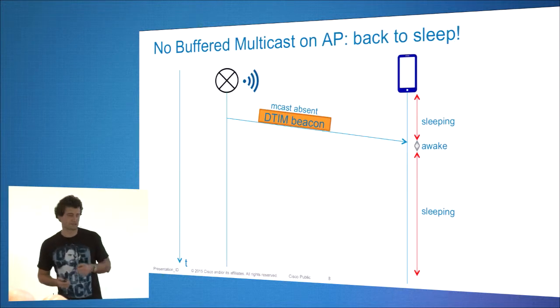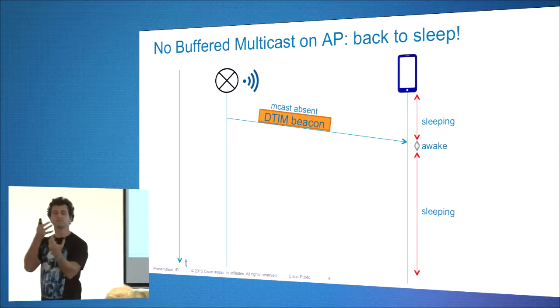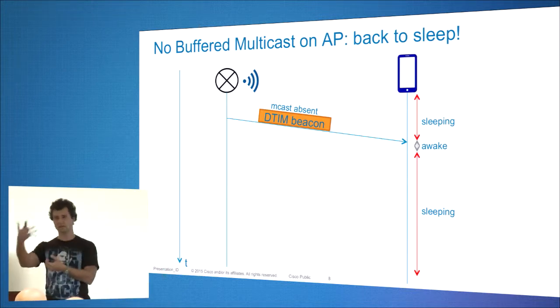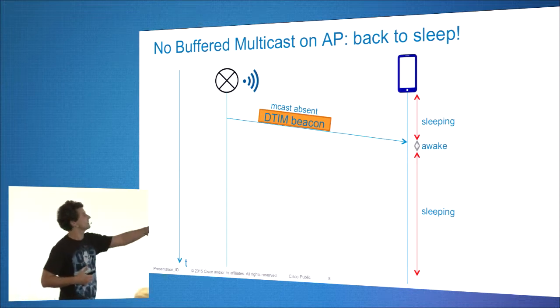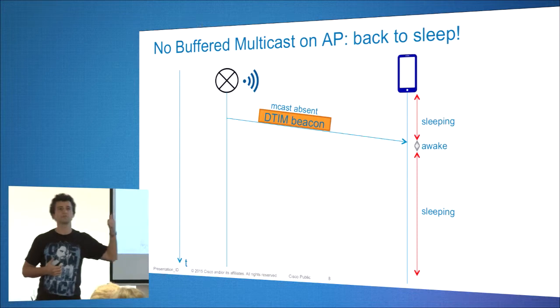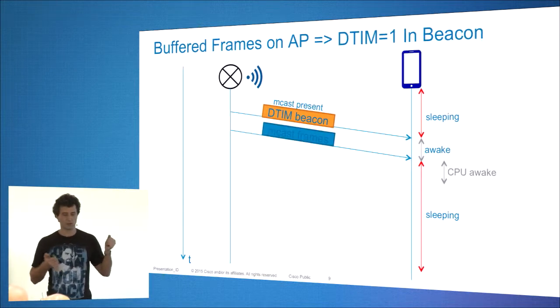Now, if the multicast is not buffered, then the device radio, and most portable devices actually have two processors, the baseband and the CPU. In this case, only the baseband has to be awake to just check, OK, we don't have the multicast bit set in the packet. We can go back to sleep.